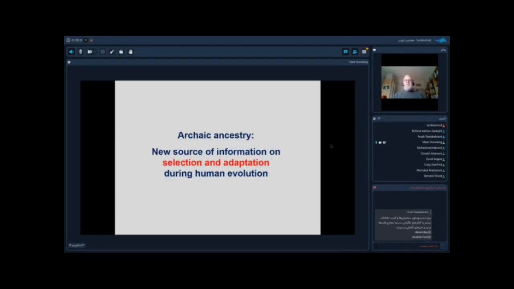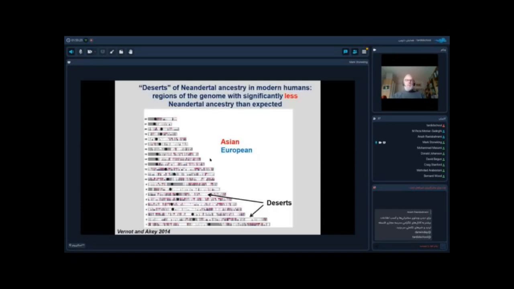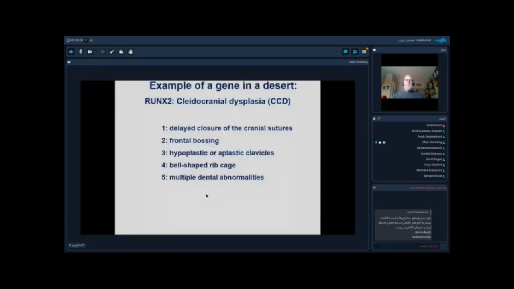Now, this archaic ancestry also is a new source of information, not only on the mating habits of our ancestors, but on selection and adaptation that occurred during human evolution. So here is a cartoon of the 22 human chromosomes with the red and blue bars indicating Neanderthal ancestry found in Asians and Europeans. And what you can see is that Neanderthal ancestry is not distributed at random across our chromosomes. Instead, it's clumped. And there are some regions that have significantly less Neanderthal ancestry than expected. These are called deserts. And so presumably, these reflect regions of the genome where Neanderthal variants don't work well with modern humans, that there's something significantly different between modern human and Neanderthal genome sequences in these regions, something of functional interest.